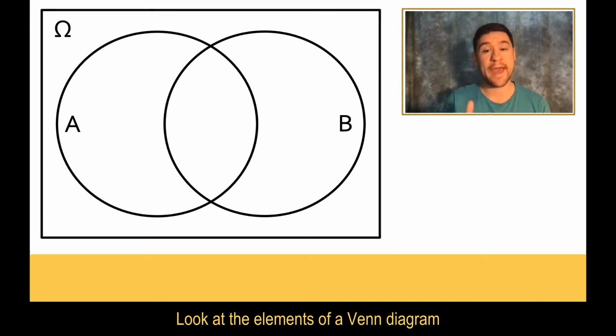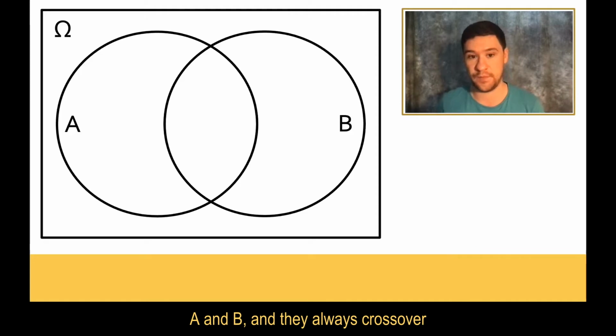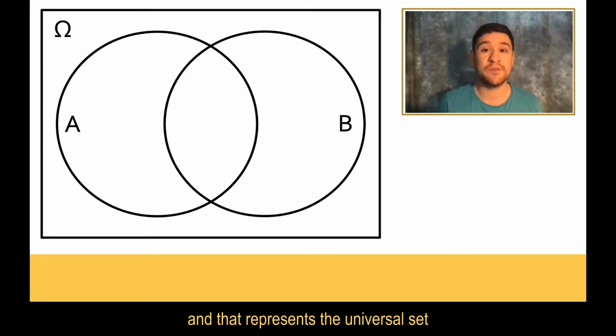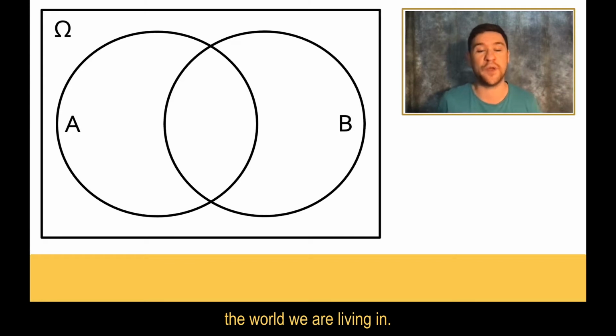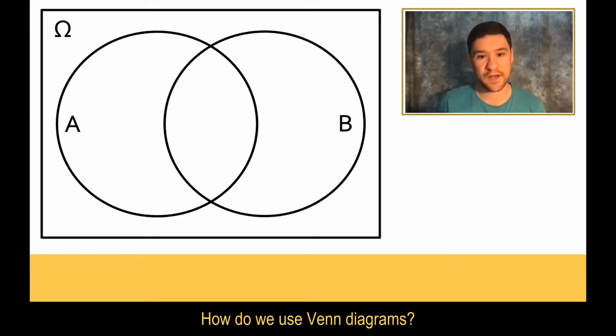Let's look at the elements of a Venn diagram. There are circles which represent some of the basic sets, so A and B, and they always cross over. They must cross. We also have this box around A and B, and that represents the universal set, the world we are living in. Also, A, B, and the universal set are all labelled, and that's really important.